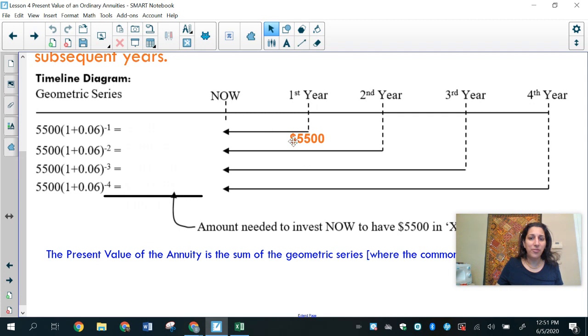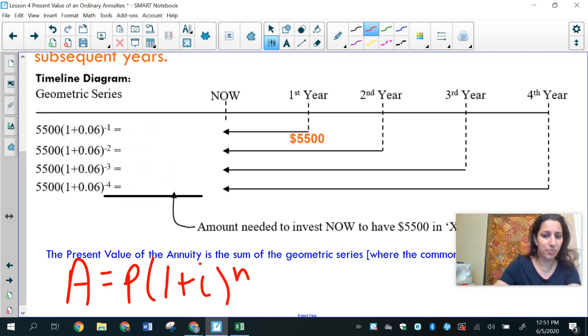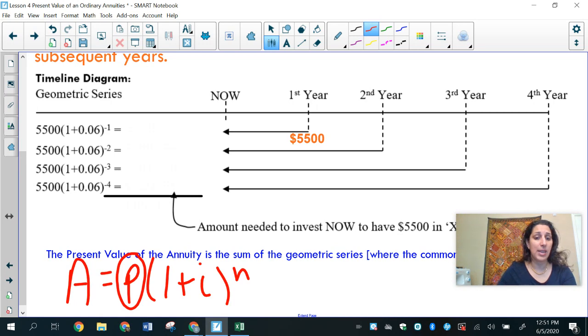That $5,500, this formula right here is the same present value formula. Actually, I'm just going to show you the formula here again. Remember this formula, 1 plus i. This was your compound interest formula. This is the same formula I'm using, but you'll notice that the exponent is negative, and the reason that the exponent is negative is because we're actually solving now for P and not A.